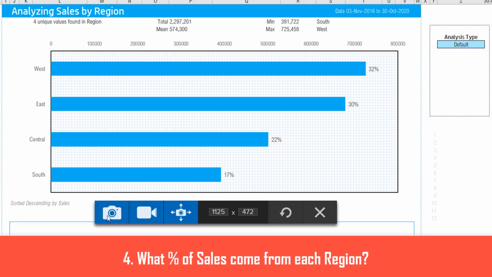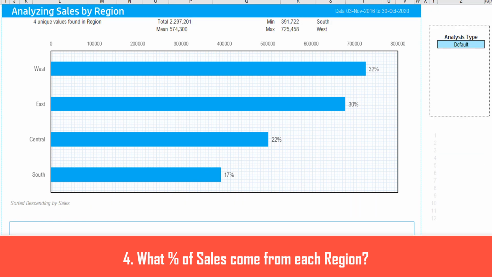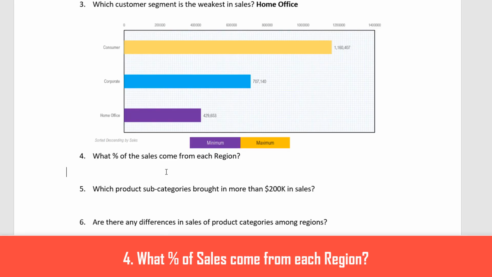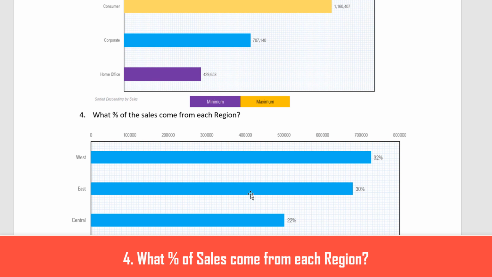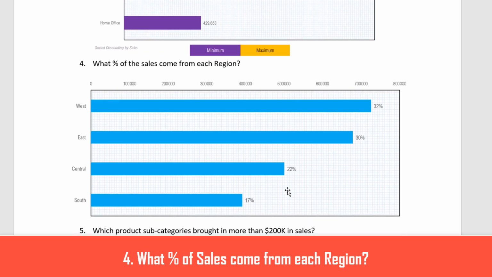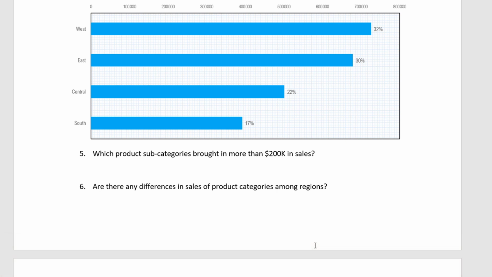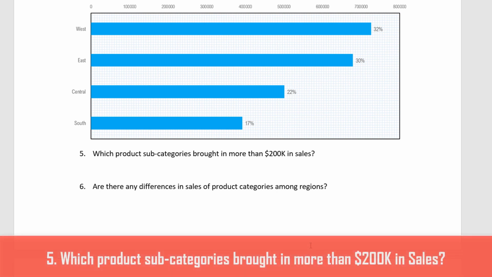So now I can, again, take an image screenshot, go back to my Word document, and paste it as an image again. There we go. So now it clearly says what percentage of this. 17% come from South, 32% from West. Okay. Which product subcategories brought in more than $200,000 in sales?